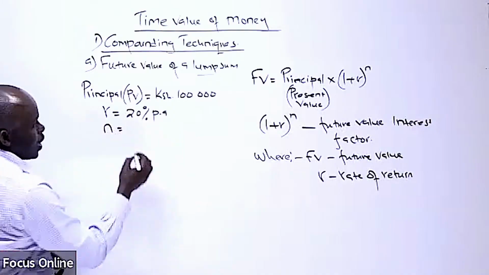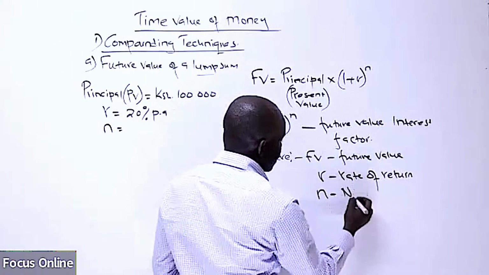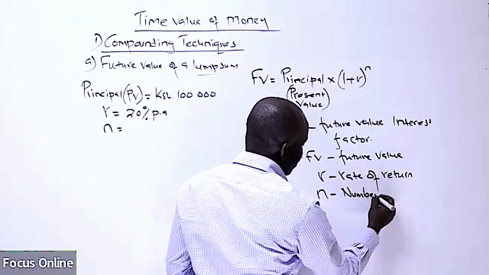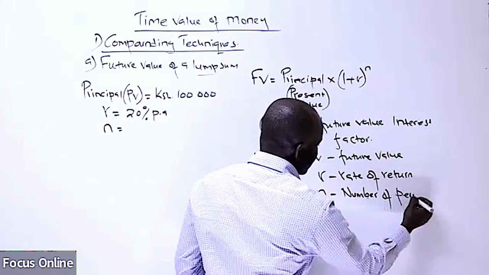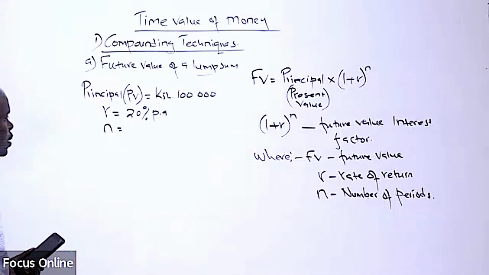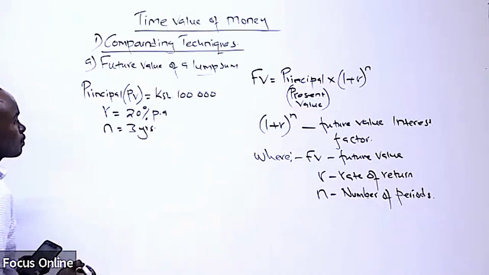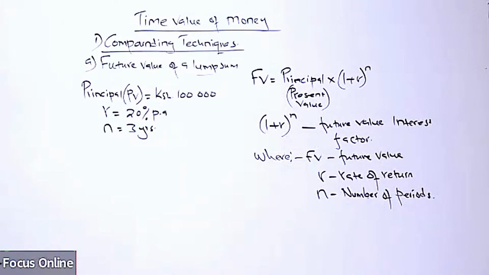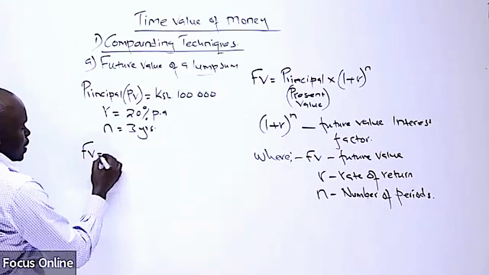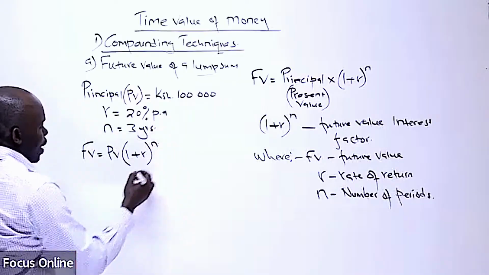N, we should have said N here. N is equal to the number of periods. Kindly have that. Make sure you write that. So here, our period is 3 years. We are investing for 3 years. So future value is equal to present value times (1 plus R) power N.